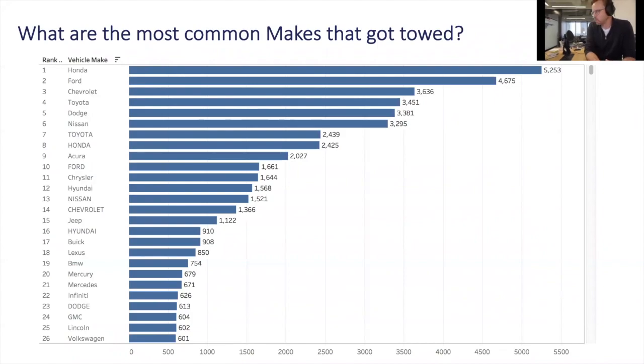Number two, Ford, okay? We're doing good so far. Three is Chevrolet. Four, Toyota, okay? Five, Dodge. Six, Nissan. Seven, Toyota. Eight, Honda. What's going on here?